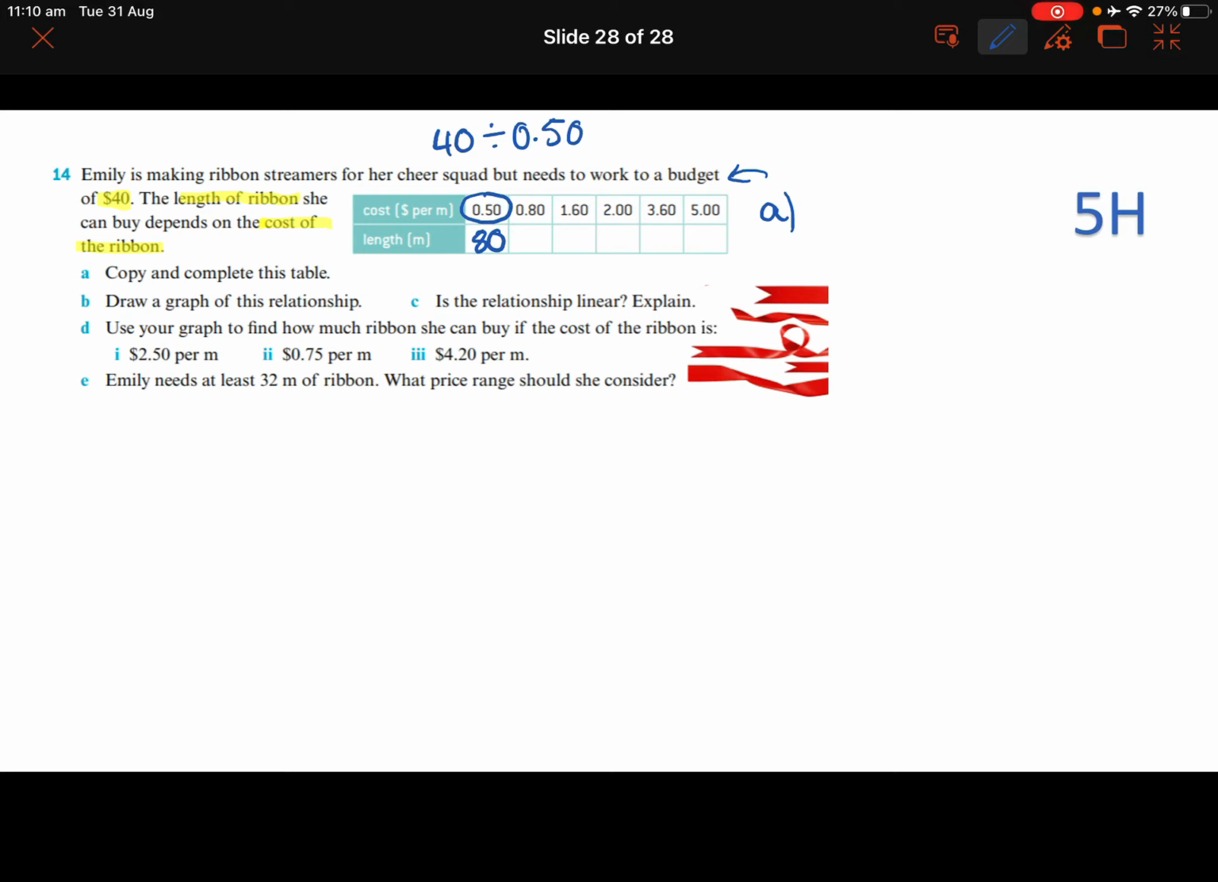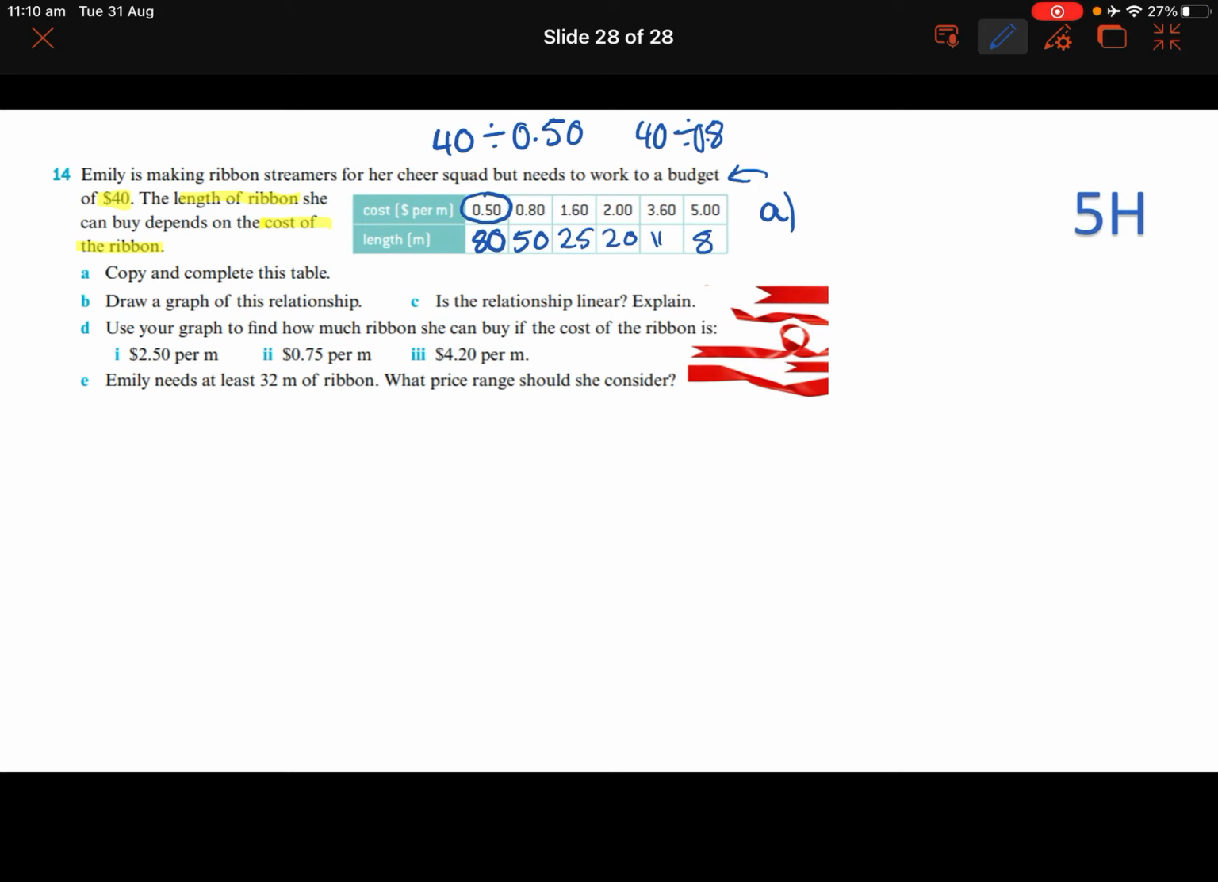We've got to fill in this table. So if she buys material that's 80 cents, how many meters can she do? Again, you would do 40 divided by 0.8, which should be, now I've done these calculations earlier, so let me get that up, it should be 50. All right, and so on. 40 divided by $1.60, you would get 25. 40 divided by $2 is 20. Alrighty, so we've done A.